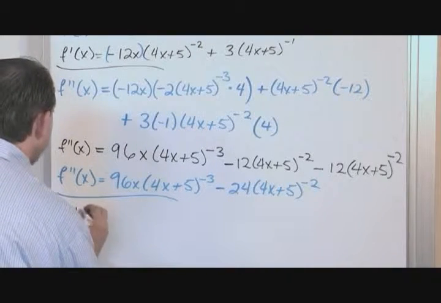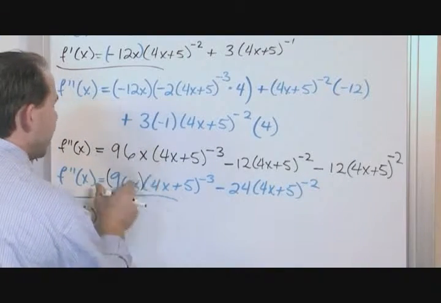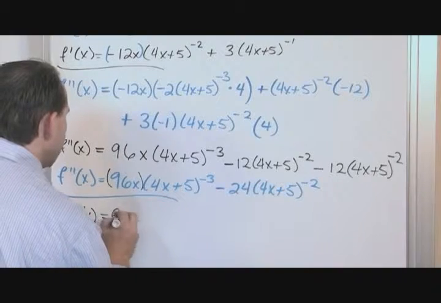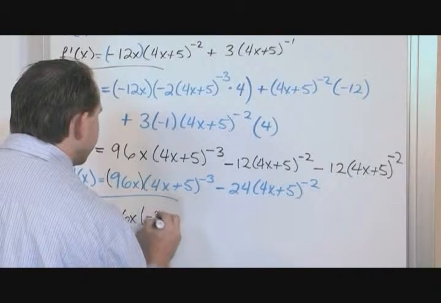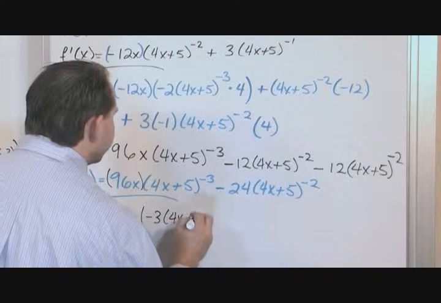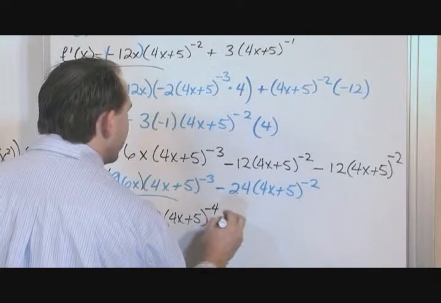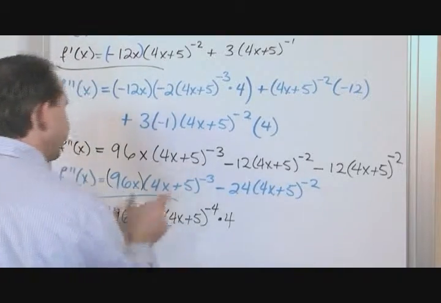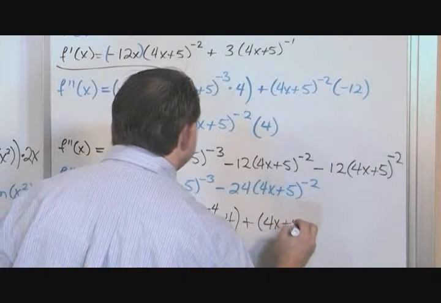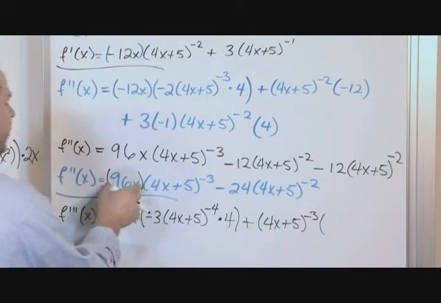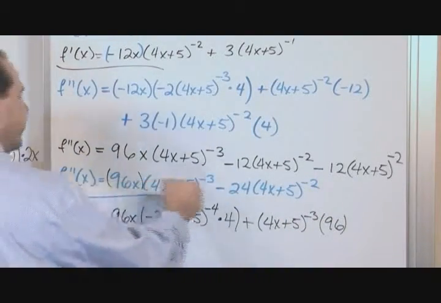So f'''(x), I just look at what I have here and take the derivative again. Again, I have a function multiplied by this other function. So I do the first function, 96x, times the derivative of the second function. So I'll have a negative 3 come down, (4x + 5), subtract 1 off, negative 4, times the derivative of the inside, which again is 4, just like it was the last time. So first times the derivative of the second plus the second function, (4x + 5)^(-3), times the derivative of the first function, which is just 96. All right, so that takes care of the derivative of this thing.